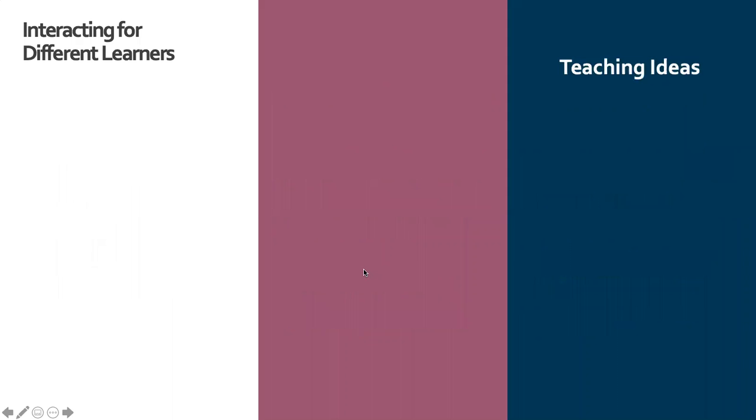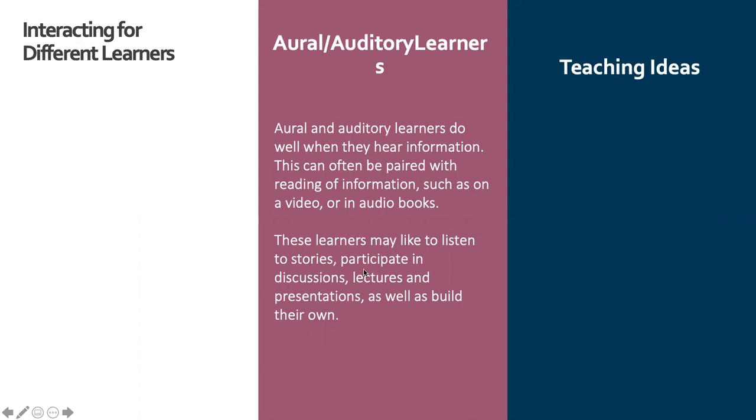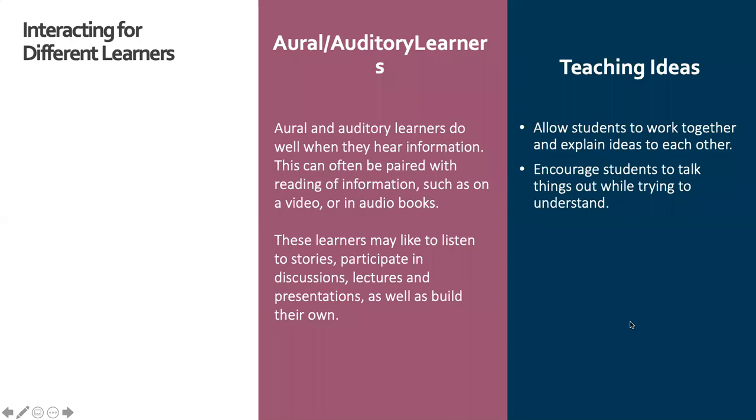Okay, so let's move next to our auditory learners. And this is the kind of learner that I am. So again, as a reminder, these are learners that like to listen and participate in discussions and lectures and presentations. So for auditory learners, again, if you know your child's auditory, or we have a classroom full of learners who learn best in this way, you can allow them to work together to encourage them to talk things out.